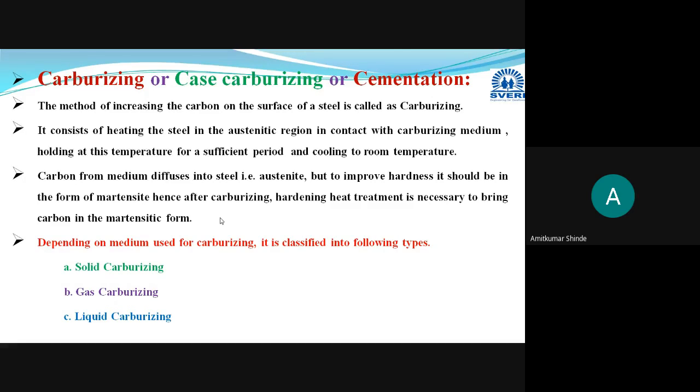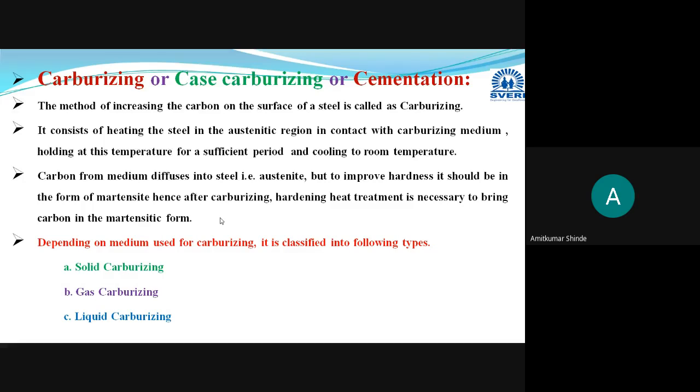I will repeat again what exactly happens in this process. First we take the component, then that component is placed in the carbonaceous medium or carburizing medium, and it is heated at higher temperature ranges in the austenitic region, meaning above 900 degrees Celsius. We hold at that temperature sometimes for 30 minutes, or sometimes you have to wait for 10 hours, 15 hours, depending on the medium used and the type of the steel component. And during this heating process, what will happen?